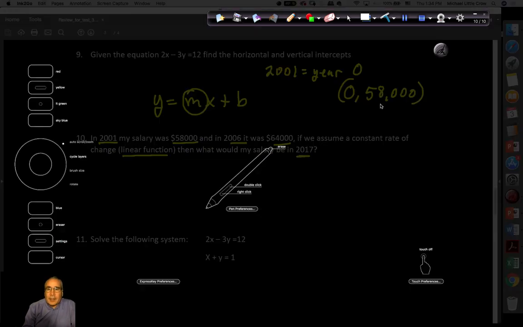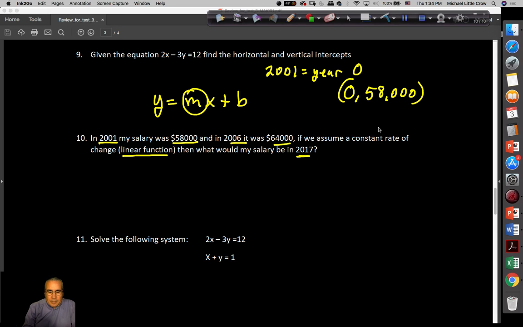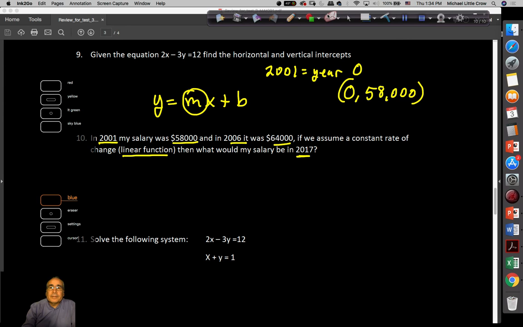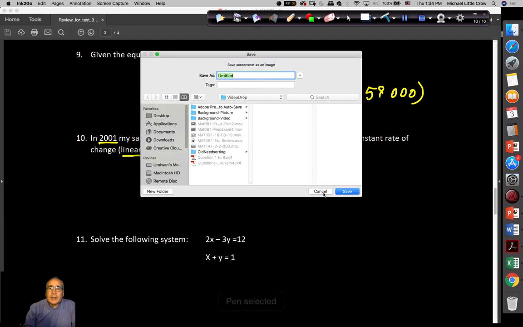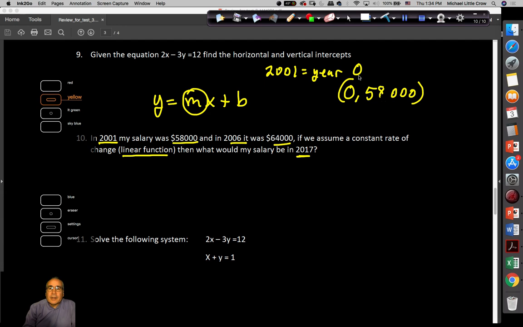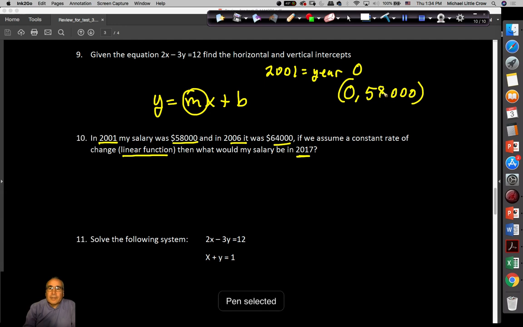Maybe we shouldn't put in the comma there. It kind of gets in the way. Okay, and then 2006, which is 2001, 2002, 2003, 2004, 2005, 2006. 5 years later, or just take 2006 minus 2001. 5 years later, we're making 64,000.